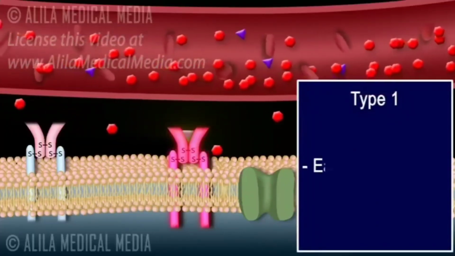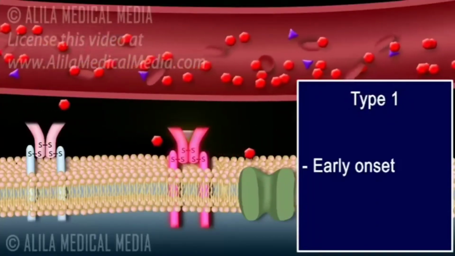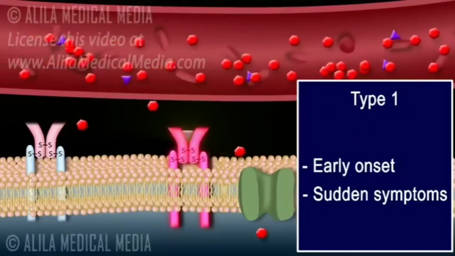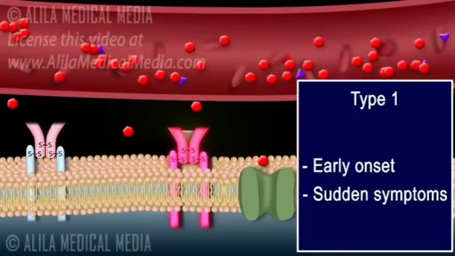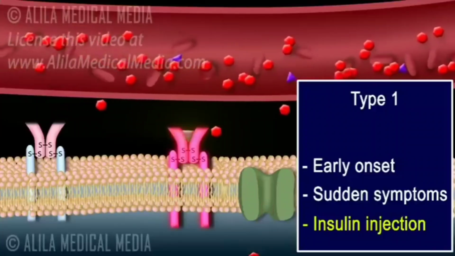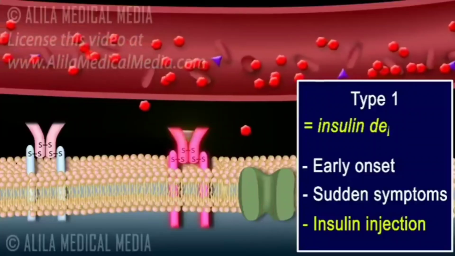Type 1 is characterized by early onset. Symptoms commonly start suddenly and before the age of 20. Type 1 diabetes is normally managed with insulin injection. Type 1 diabetics are therefore insulin dependent.